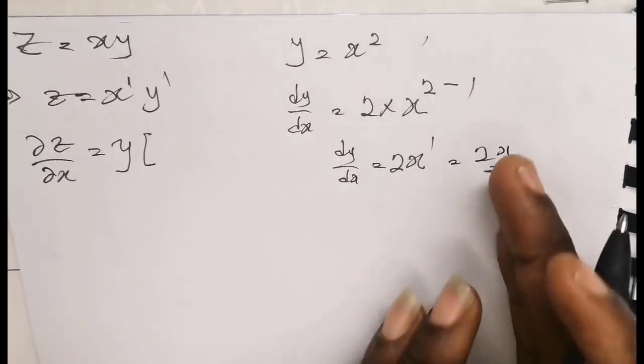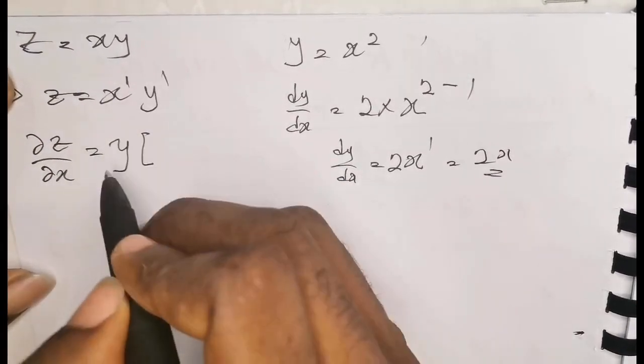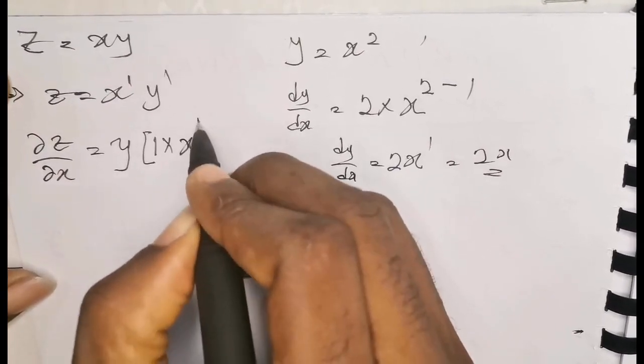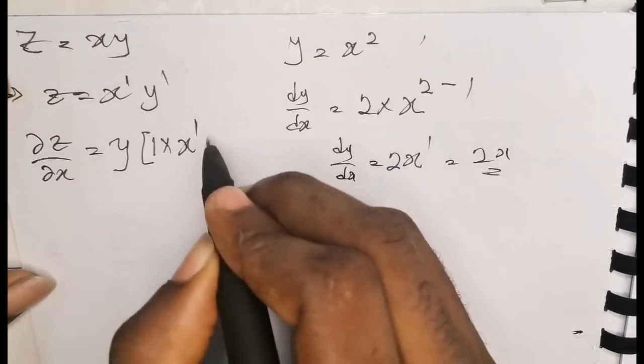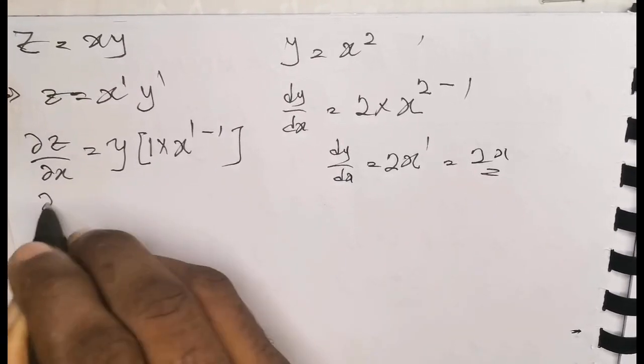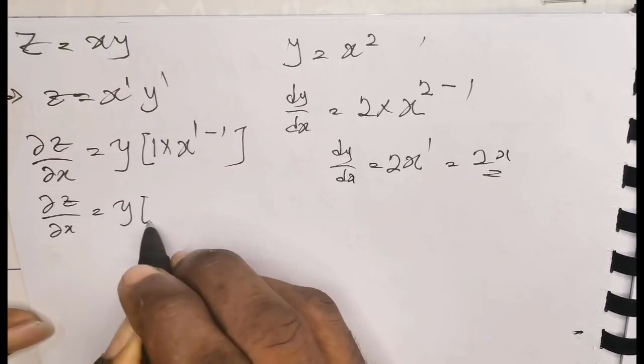Now, let's apply the principle of differentiation to x. Remember, use the power of x to multiply x. The power of x here is 1, so it becomes 1 times x to the power of 1. Then subtract 1 from the power, it becomes minus 1. You have this.